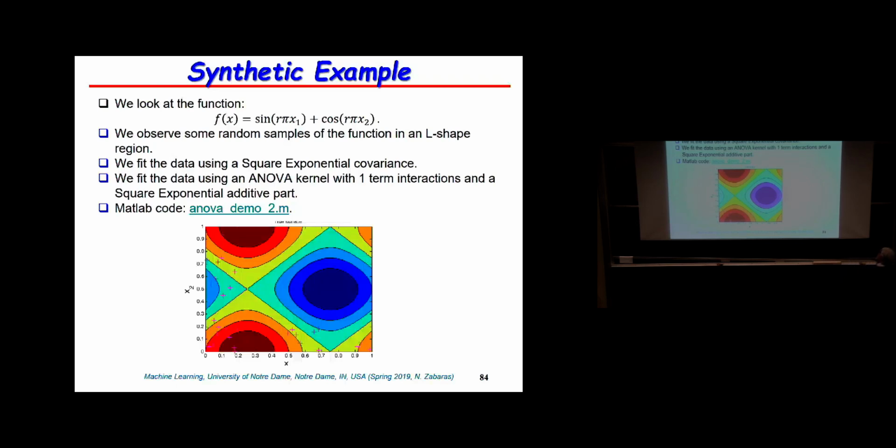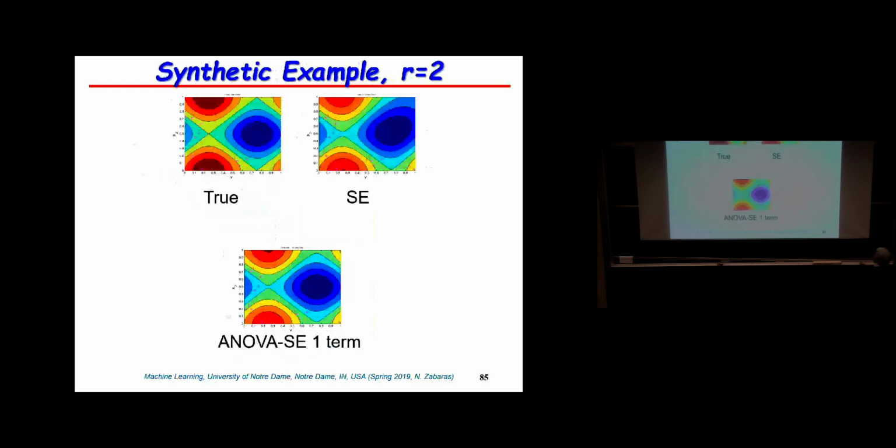So I give you data so you don't know the structure. So let's see what happens. If this is how the true function looks for r equal to 2, this is if you try to model with a squared exponential kernel, and here is what you get if you use the ANOVA expansion, where you add kernels independently in each of the 2 dimensions, okay? So you can see this is a way better representation of the true scenario than using a square exponential kernel.